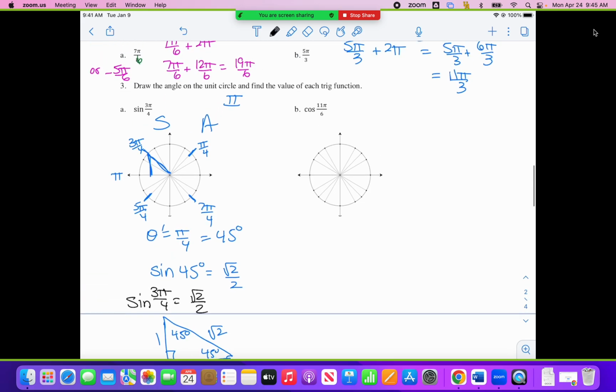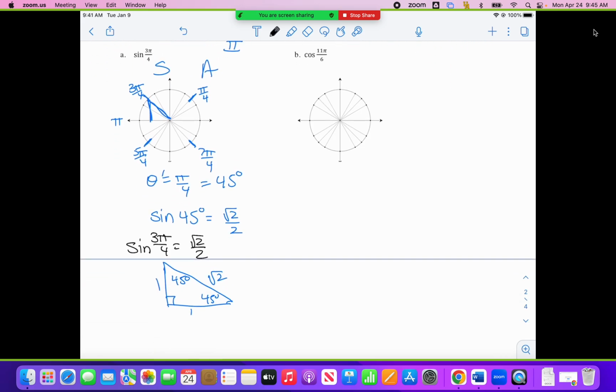Pi over 6 is 30 degrees. Pi over 4, 45. Pi over 3, 60. And then you do just what we did before. Okay? So let's try cosine 11 pi over 6. Let me pause and let you try this. While I'm doing that, I'm going to multitask. I'm going to put the quick quiz face down. Don't turn it over. See if you can get the whole way on cosine 11 pi over 6.